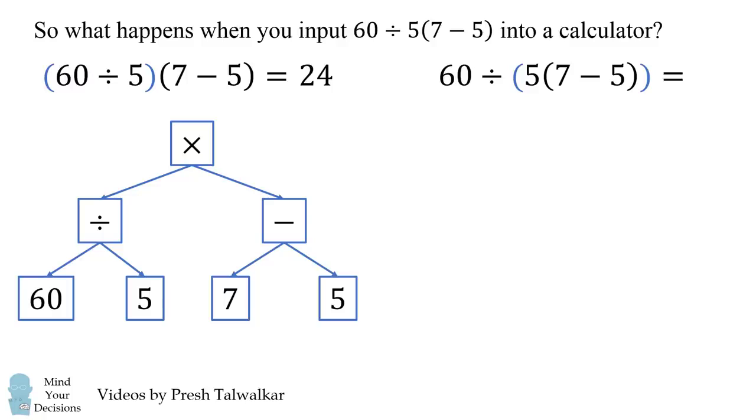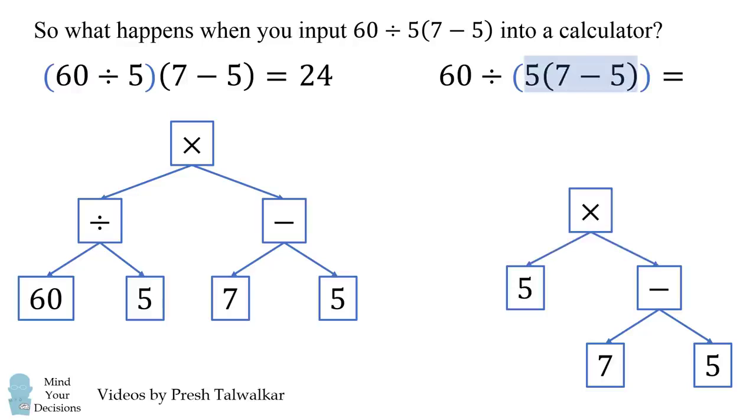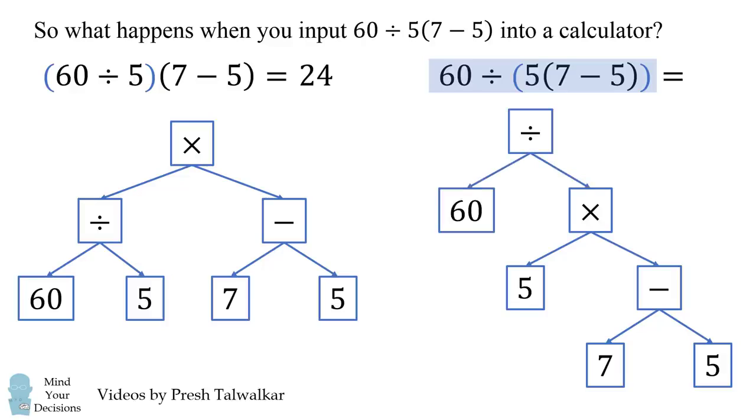The binary tree for this expression will look different. At the very bottom, we have 7 minus 5. We then take 5 multiplied by this result. We then take 60 and divide it by this result. So we have a completely different binary expression tree. This binary expression tree will evaluate to 6. So this is what the debate is about. Is the answer 24 or is it 6? Which binary expression tree do you think is correct for the above expression?